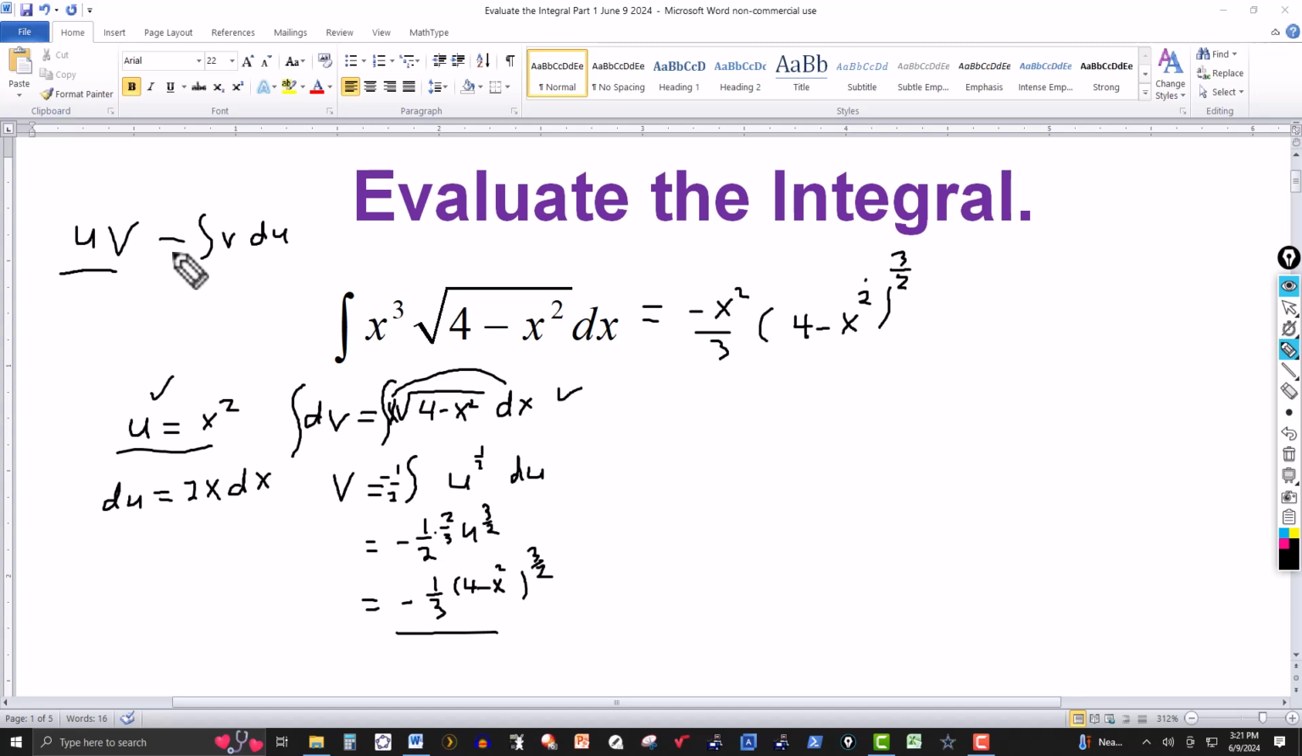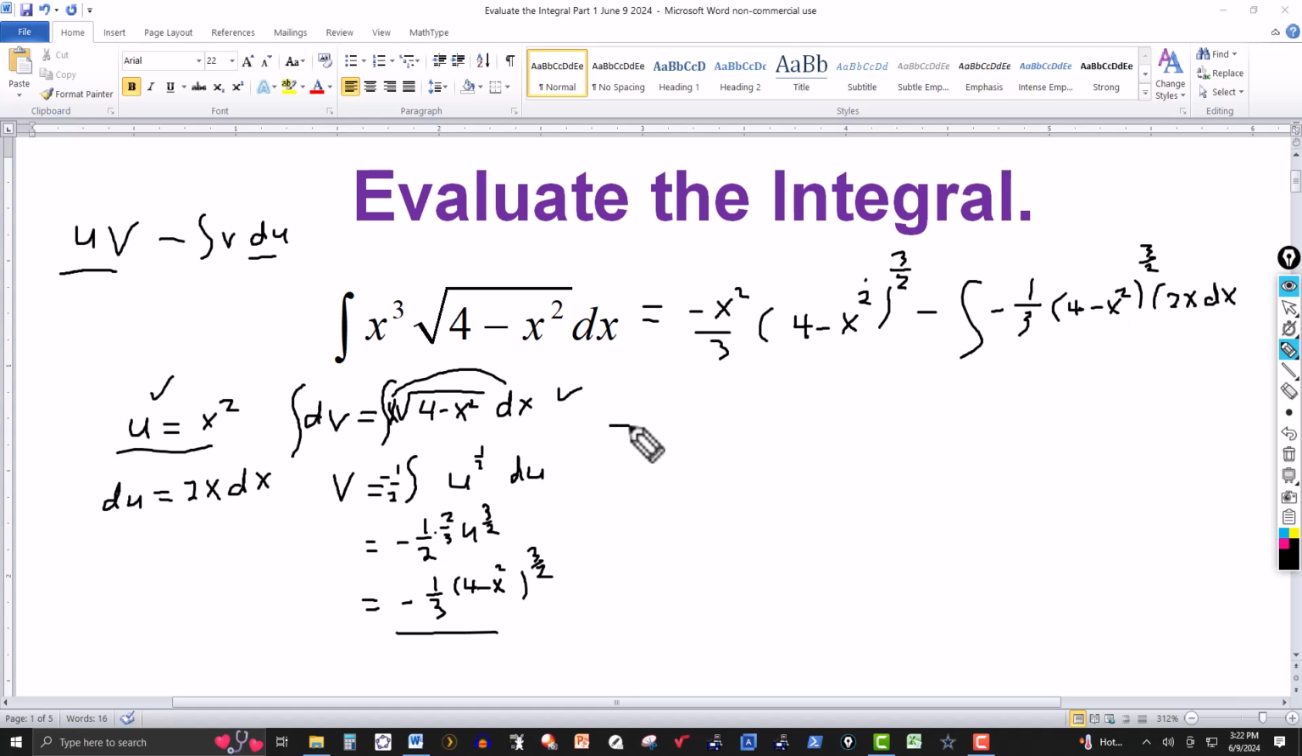And then the next part here is the minus. So I have a minus, and then it's the integral of v. So we have v right here. That'll be minus 1/3, and then it's 4 minus x squared to the 3/2 power. And that's multiplied by du in the formula. Du is 2x dx, so I'll put it over here. So this will be 2x dx.